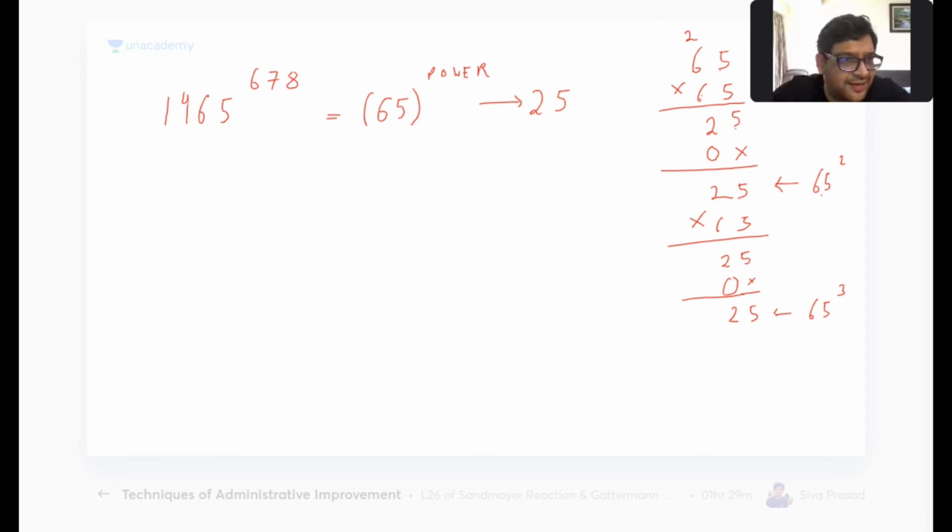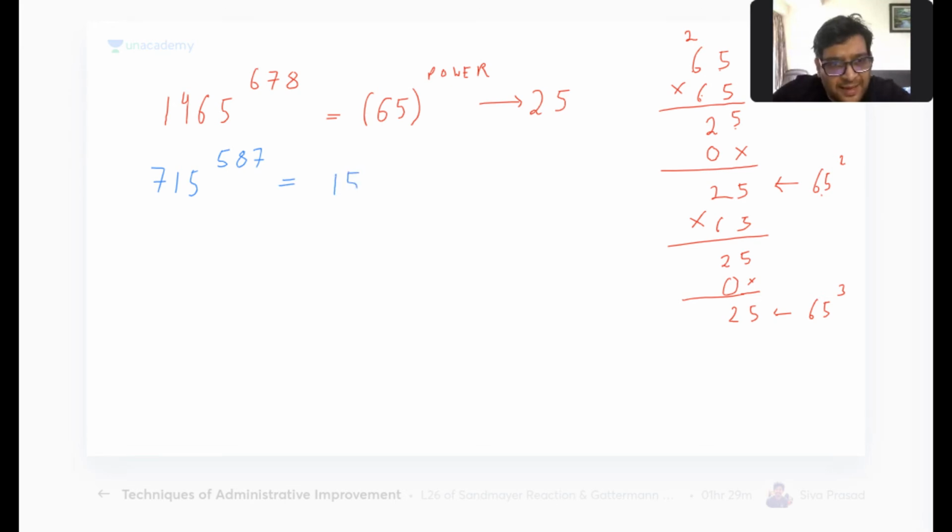Anything else that you want me to check? Any other number ending in 5 raised to any other power? So 715 raised to 587. We'll do the exact same thing here.